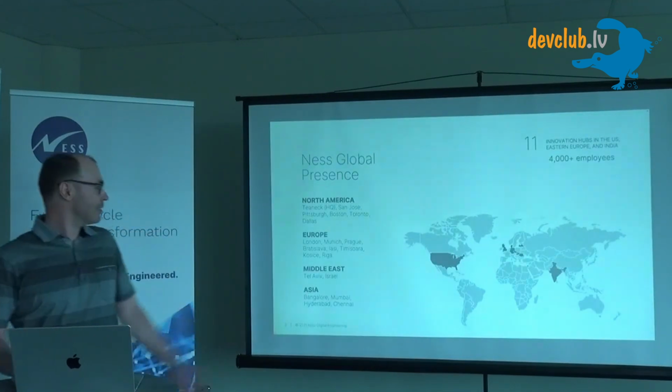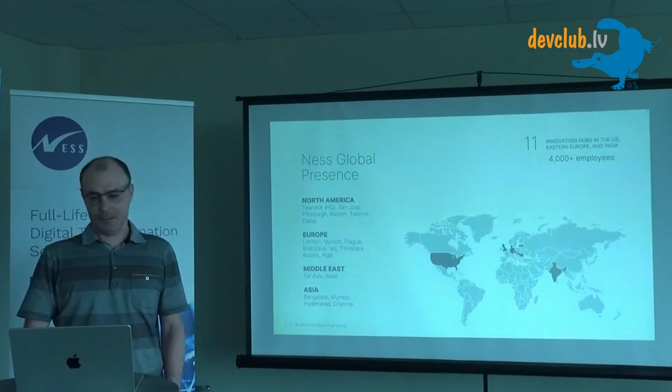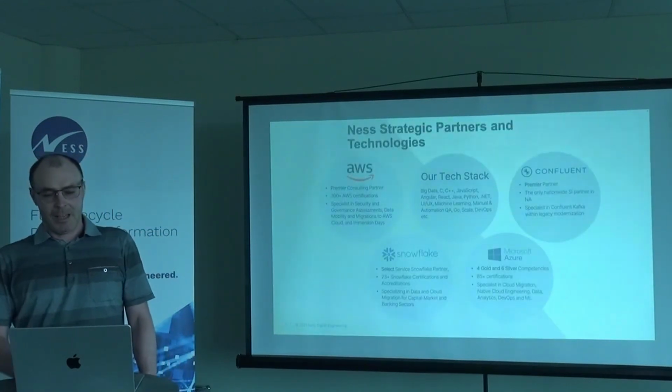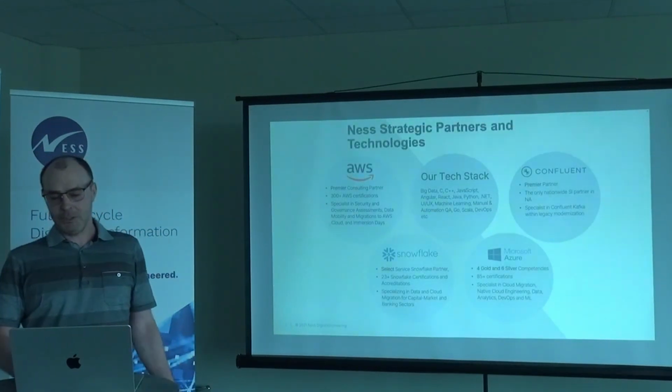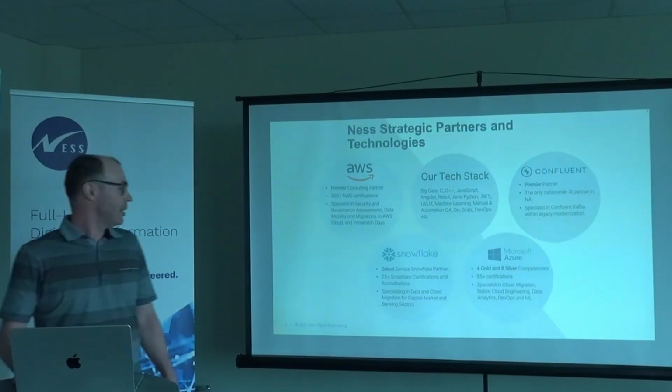So, about Ness. We are a global company, we have 11 innovation hubs, and we have a nice office in Riga as well. We have plenty of strategic partners, including AWS and Confluent.